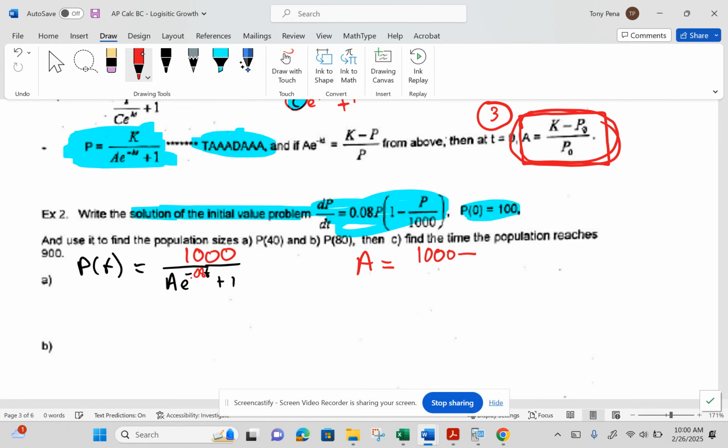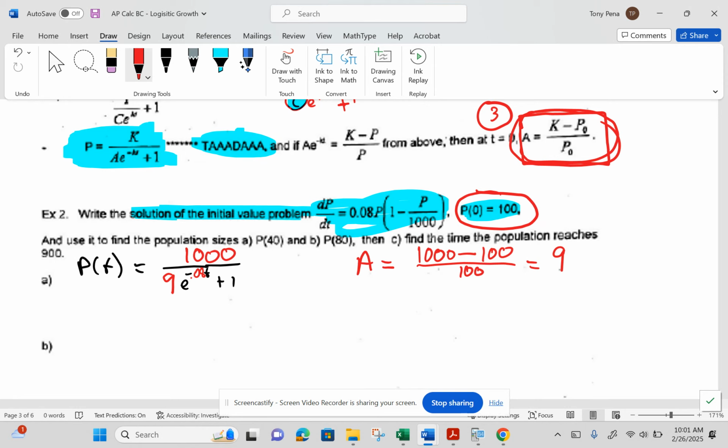Minus the initial population. So that's why you had this here. At the time of 0, your initial population was 100. And then divided by the initial population, which was 100. So in this model, with this information, our A ends up being 9. So I'm going to revisit the A here. I'm going to replace it with a 9. Okay, got that? All right, then definitely need calculators. These are a little ugly to plug in, so definitely have calculators plug these in.